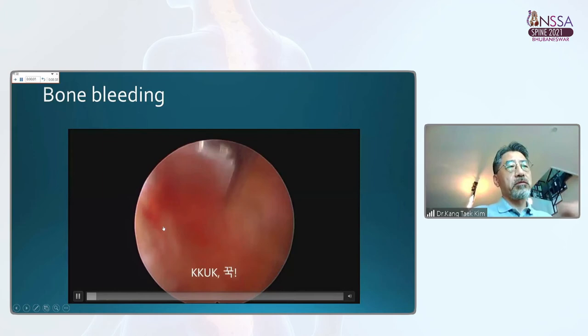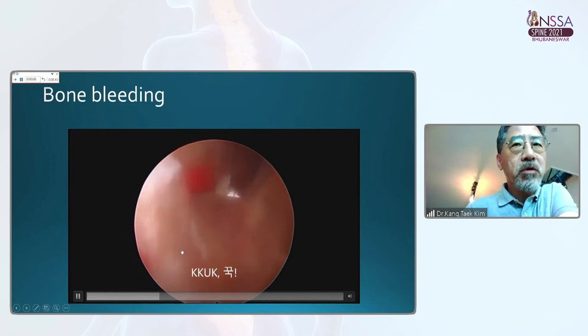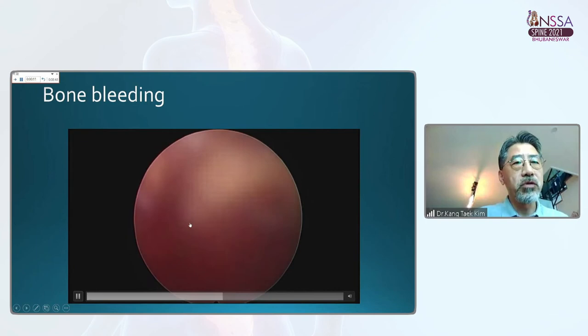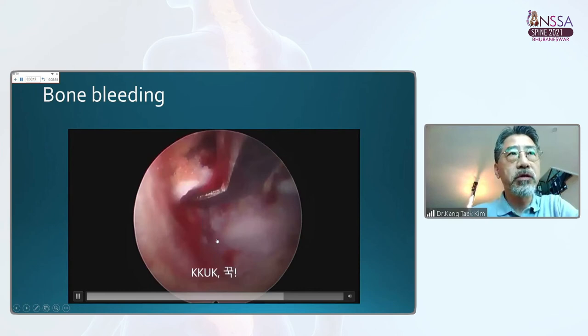Bone bleeding can be an annoying event during the operation. Compressing the cancellous bone firmly using the calcium punch can stop the bleeding from bone.